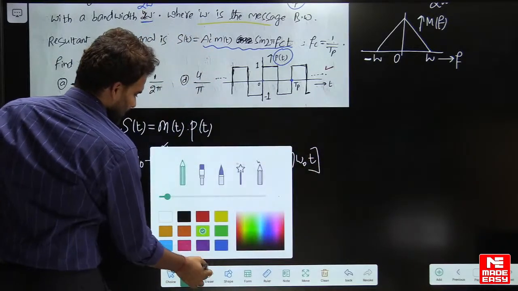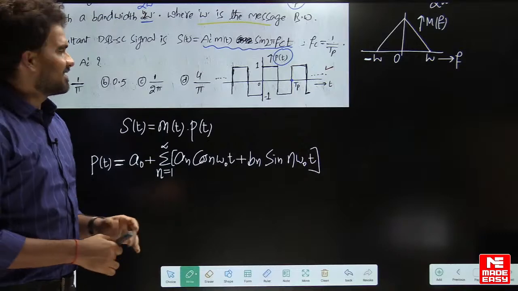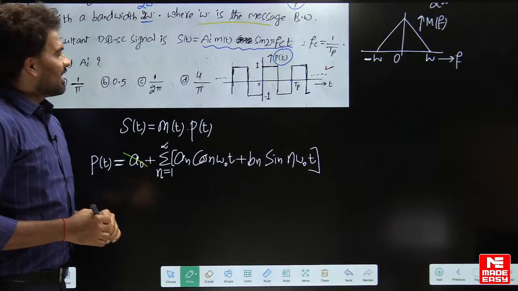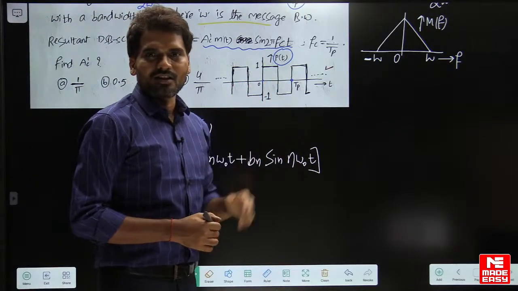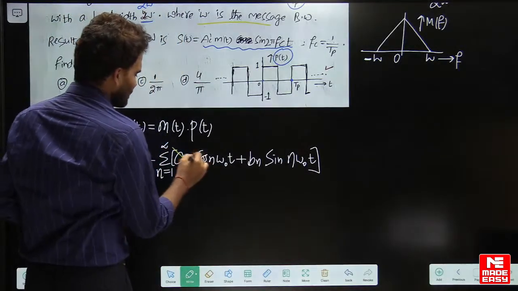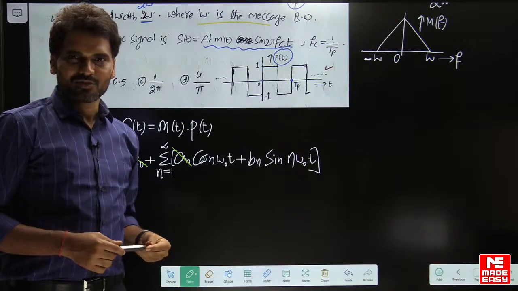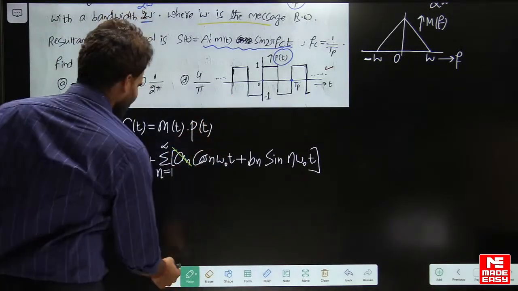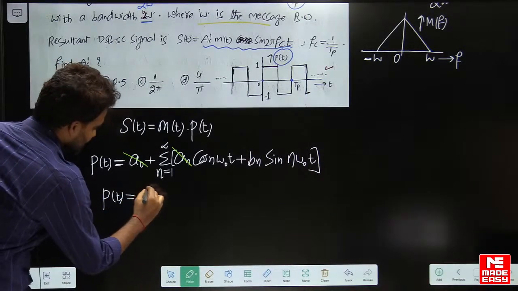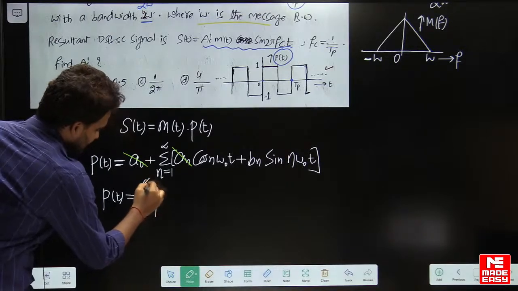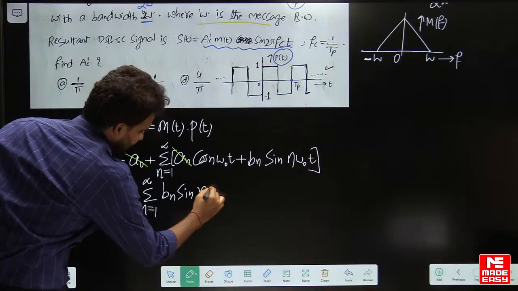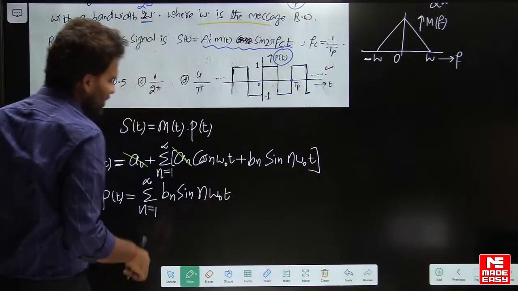A naught simply gives the DC value of the given periodic signal. The DC value of this will be 0, so A naught will be 0. And this p(t) which is given here is an odd signal. For an odd signal, A n will be 0, and for an even signal, B n will be 0. Since this is an odd signal, A n will be 0. Then the Fourier series representation is p(t) equals summation n equals 1 to infinity B n sine n omega naught t.